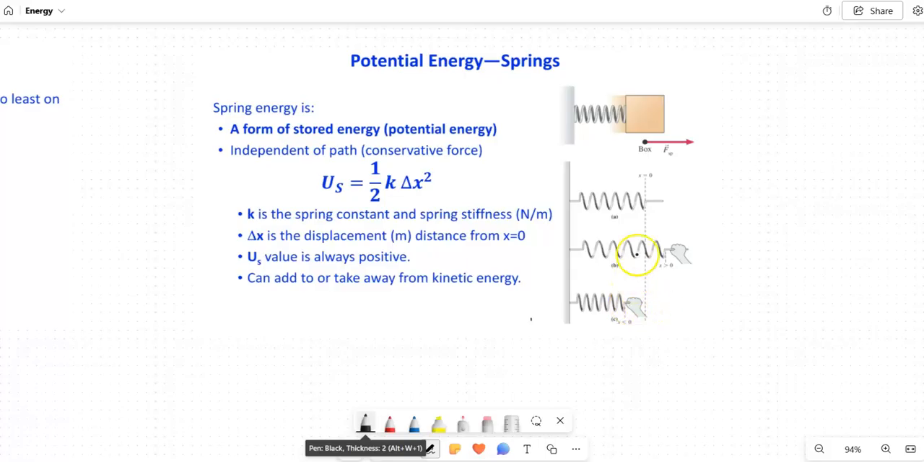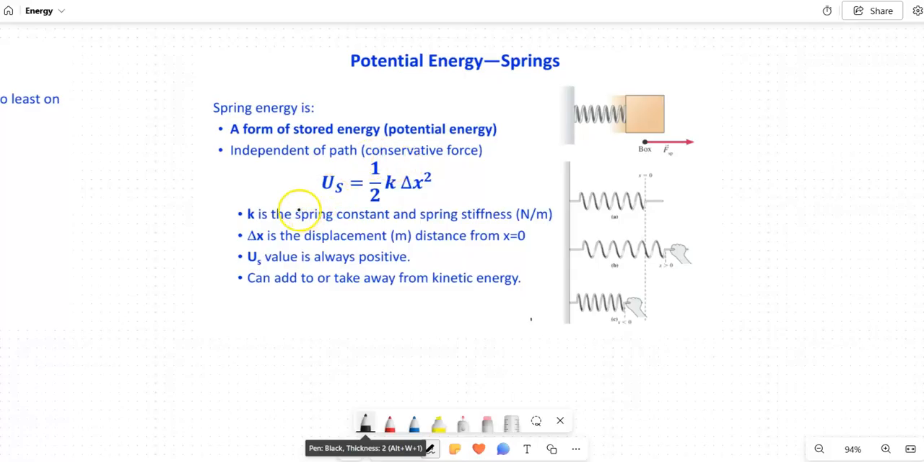So no matter which way it has moved, to the right or to the left, it's always being restored back to that equilibrium position. Again, this is path independent. Okay, so the reason why a spring is a conservative force is because it exerts the same force no matter if it's being compressed or stretched. It's again independent of path.